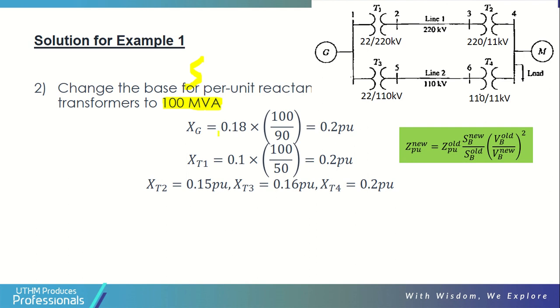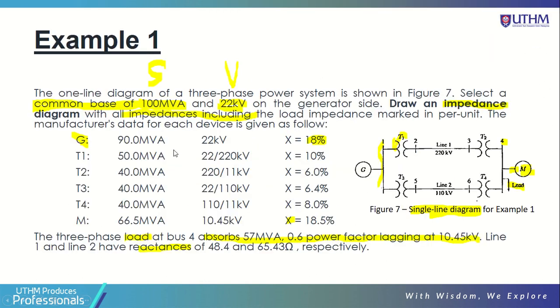So for the transformer 1, change the base for the per unit reactance of the generator. Sorry, for the generator, we have a generator and transformer 1. For the generator, what is the value of the Xg of the generator? Look at the manufacturer data. For the generator we have X equal to 18% or 0.18.